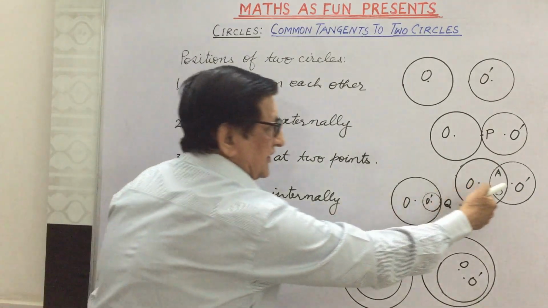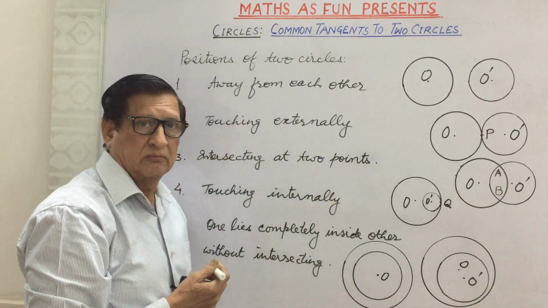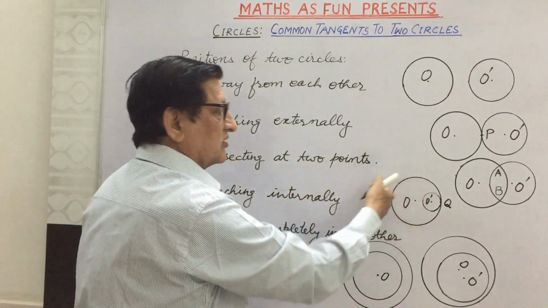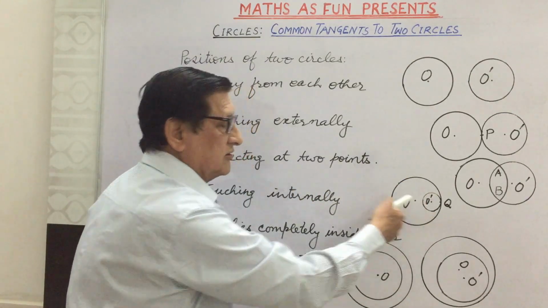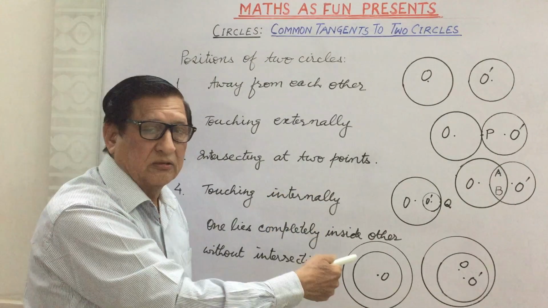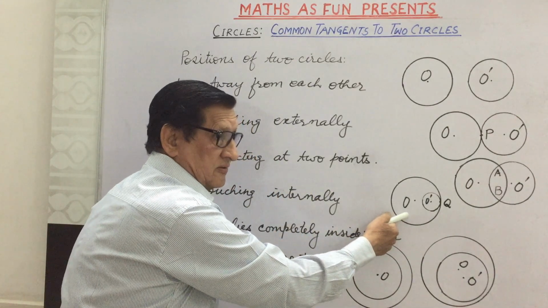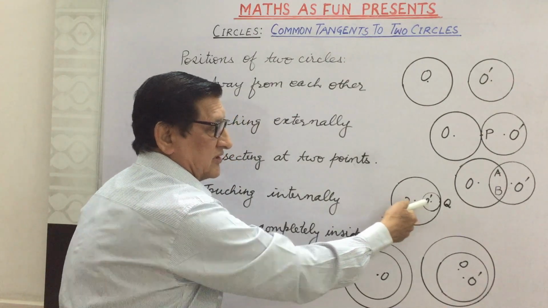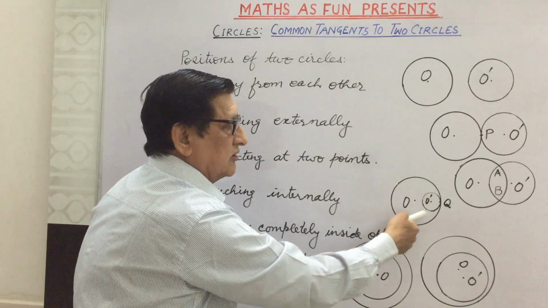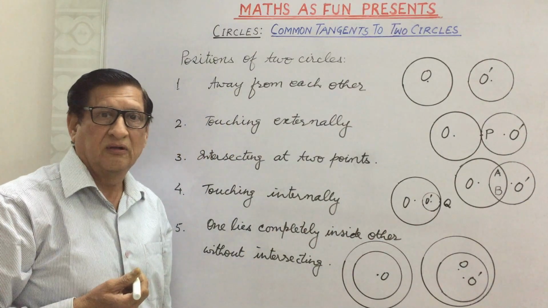Now suppose we bring them some more near. In that case, one of the circles will be lying inside the other circle and touching it internally. Like these circles with center O and O dash, they are touching each other internally at point Q.